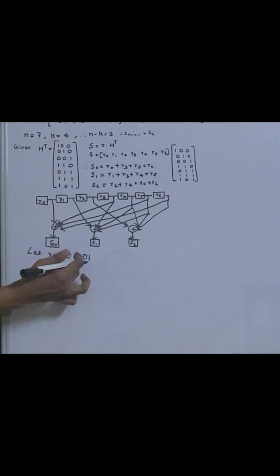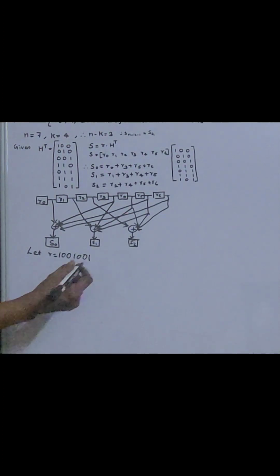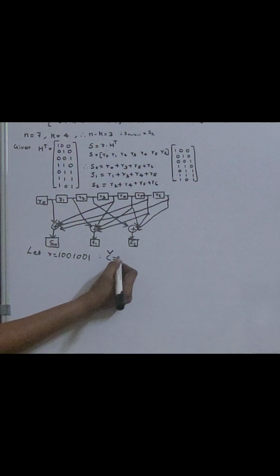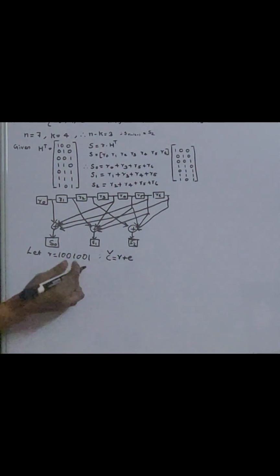So we want to find the error. By finding the error, we want to find the code word. So the equation for code word is C, or V. These two variables can be used for the code word. C is equal to R plus E, the received vector plus error. So we want to find the error vector. The error vector can be found by finding the syndrome.